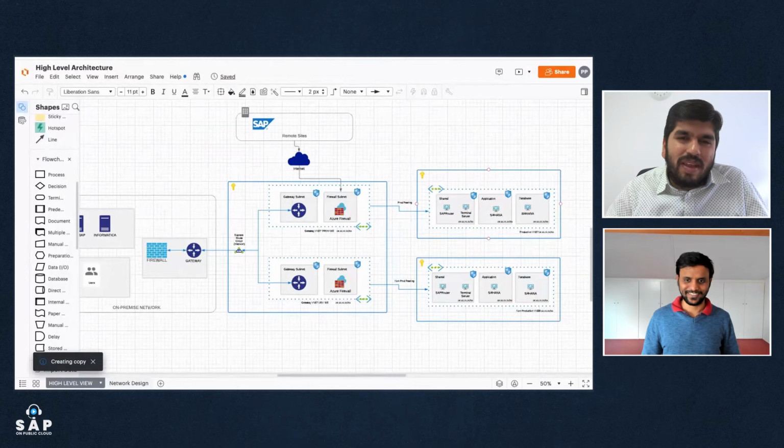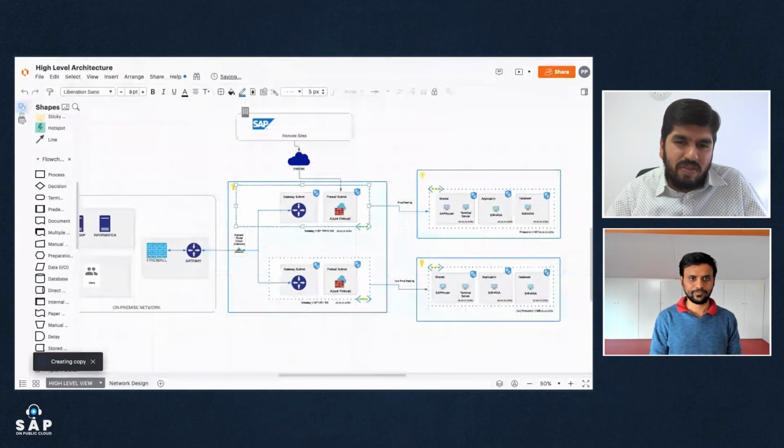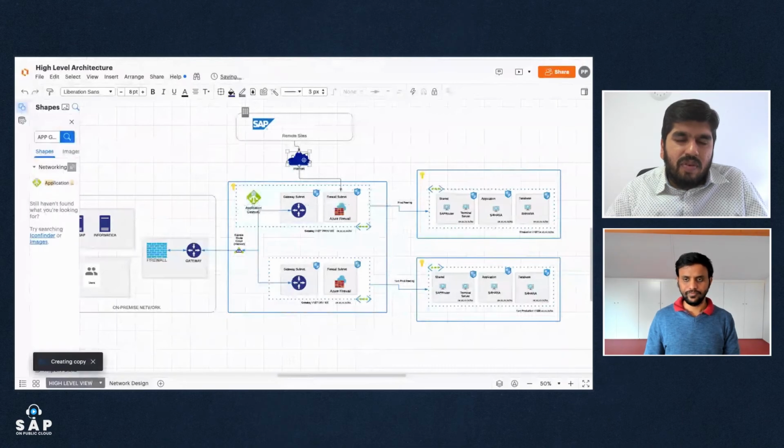Maybe one thing I would like to discuss here is what you don't see here in the central hub VNet, which is the layer 7 App Gateway, the Azure Application Gateway. It has layer 7 load balancing, and also it has a web application firewall, right? That's what you don't see here. Especially if you take the Fiori use case, it's all HTTP and HTTPS traffic.